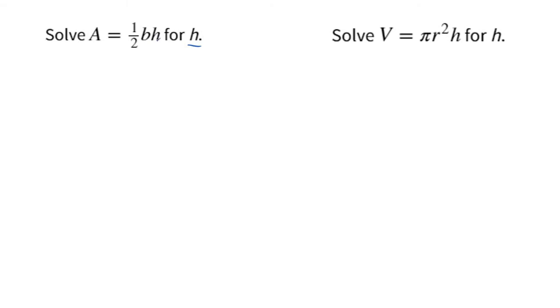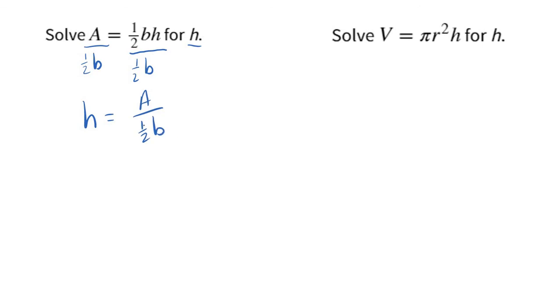Well, how would I get h by itself here? 1/2 is just a number. B is some number, right? I don't know what it is, but these are multiplied together. How do you get rid of something that's multiplied? You divide. So I'm going to divide 1/2 b by both sides. So 1/2 b by both sides. So h would equal a over 1/2 b, which would be perfectly acceptable.